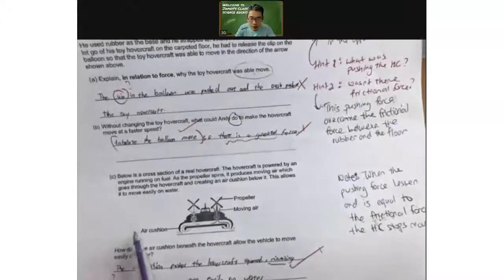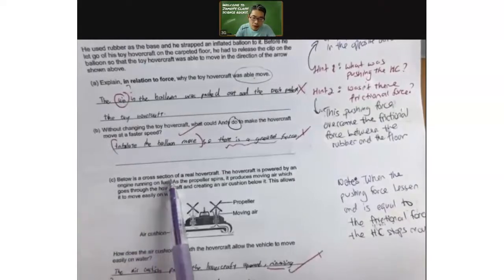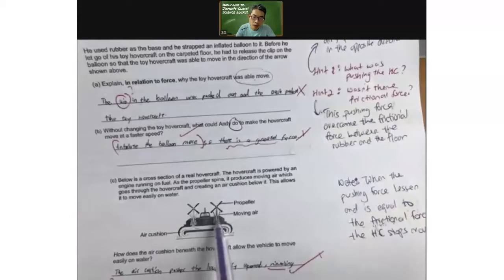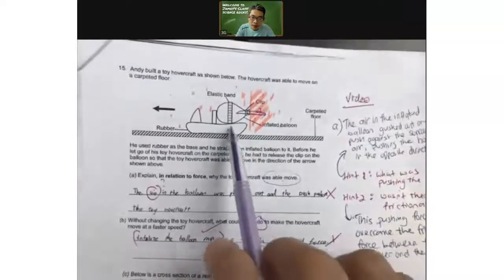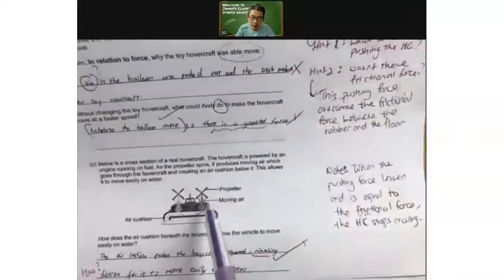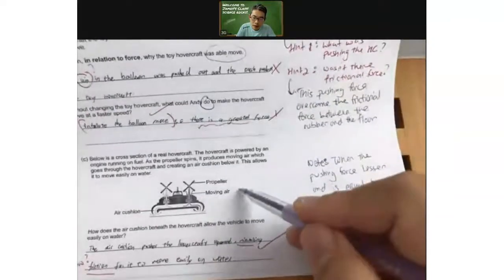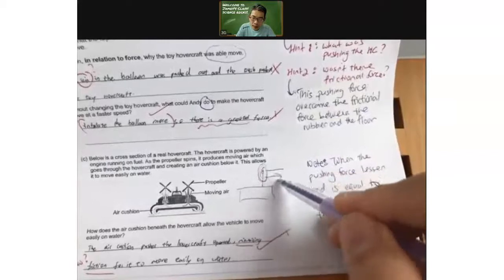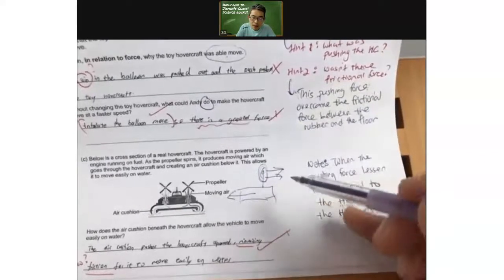Now, hovercraft is a real thing. You can search on YouTube, right, type of hovercraft. Below is a cross-section of a real hovercraft. Now, of course, you can't have balloons on the real hovercraft to keep blowing air out, because the air inside there will run out. So instead of air in the balloon, they have fans that actually blow the air in the opposite direction. So if I draw the hovercraft sideways, and the fan is here, blowing air in this direction, then of course the hovercraft will move in the opposite direction.